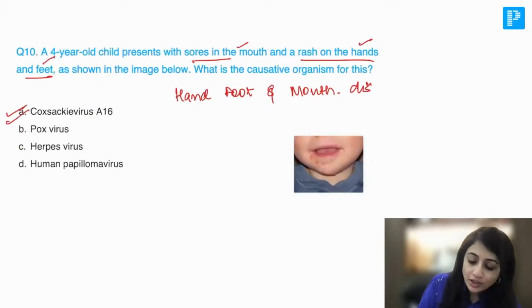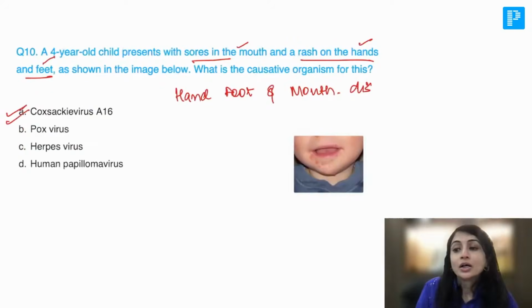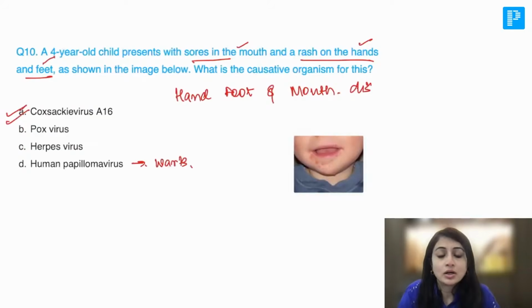Pox virus we know causes molluscum. Human papilloma virus causes warts. Herpes virus we know causes various kinds of herpes. So here the answer is Coxsackie A16, and this disorder is HFMD.